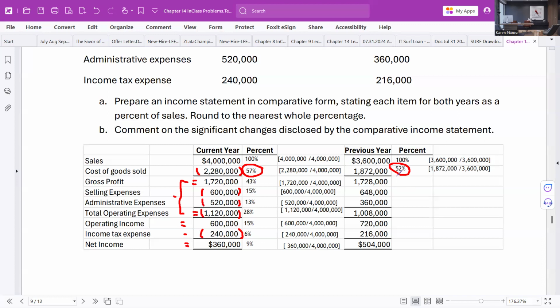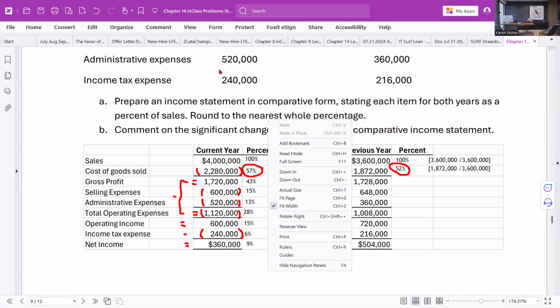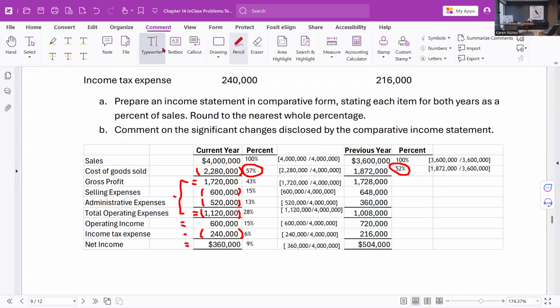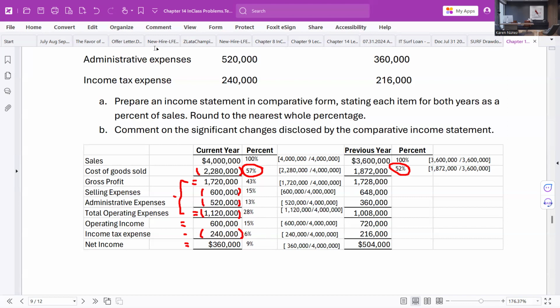And you'd want to do the same thing with gross profit, with sales expenses, admin expenses, operating income, net income. You want to get some sense for what kinds of significant changes are happening from the previous year to the current year. Okay, but that's enough for you to start thinking through how you might use a vertical analysis of the income statement.